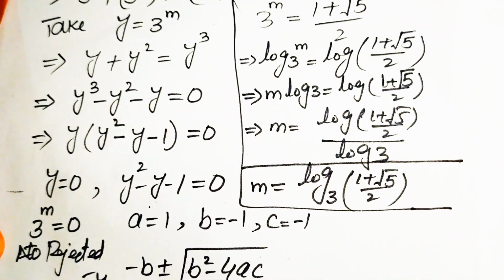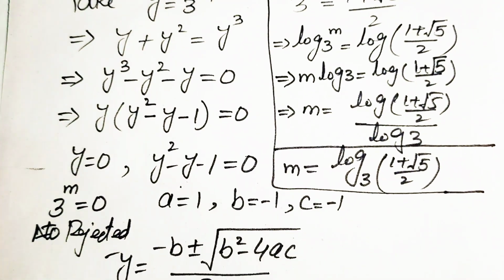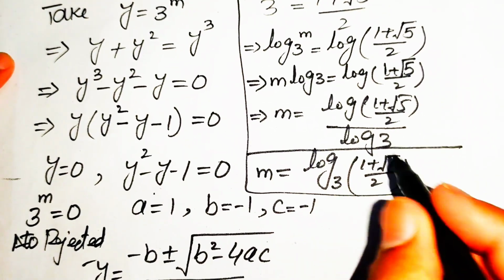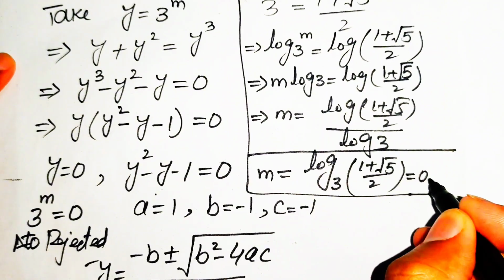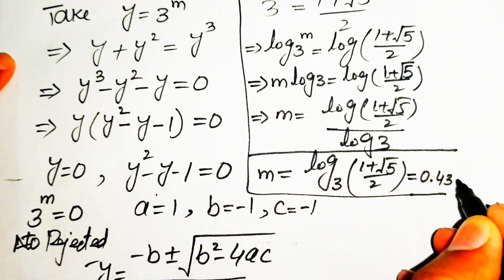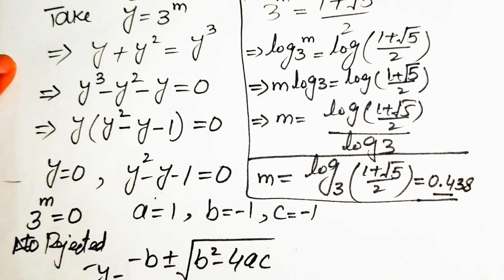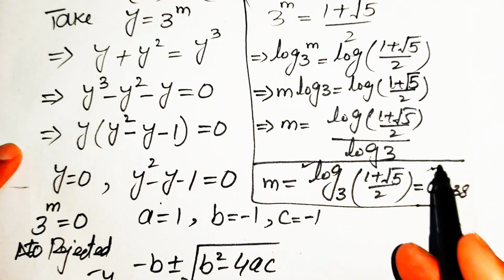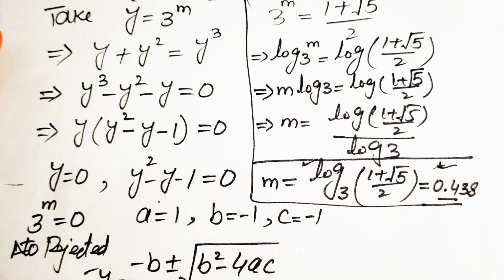So this is our final answer to this question. But if you use the calculator, then you get the exact value of m. When we use the calculator, you easily get the exact solution, and its exact value is 0.438. So this is the exact value of m, and these are the two correct options or two correct answers in this question, and this is the final answer.